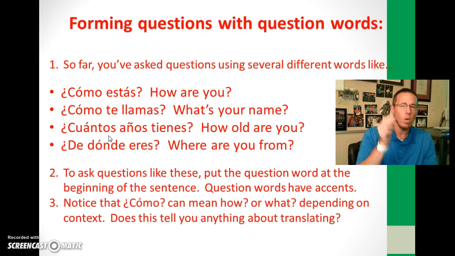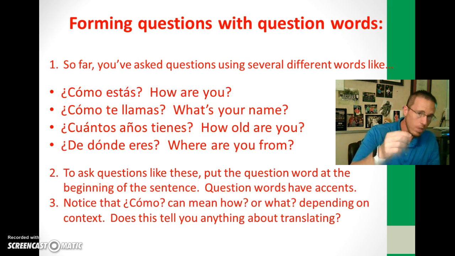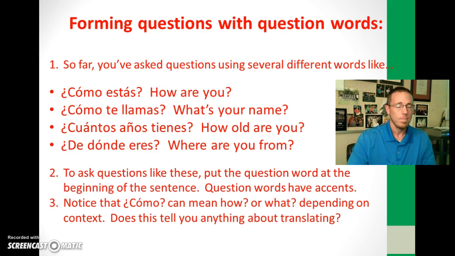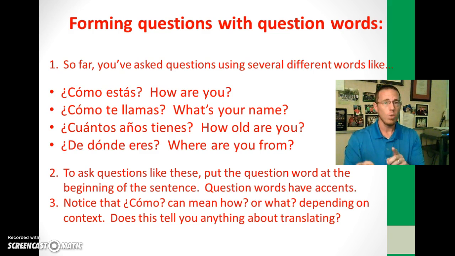So whenever you're asking questions using a question word, it'll always have an accent. That doesn't mean that all accented words are questions, but it does mean that all question words are accented. Something we'll build on as we progress.